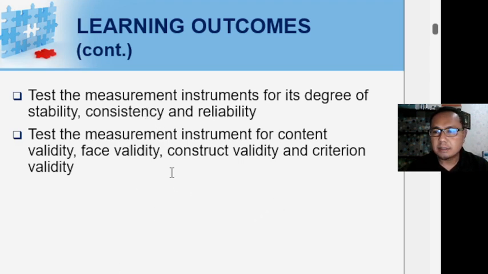That is one of the very important things when we develop any instrument. We have to make sure that the stability, consistency, and reliability of that instrument must be tested to make sure that our research is valid. Test the measurement instrument for content validity, face validity, construct validity, and criterion validity. So it is quite common and quite similar with traditional research.